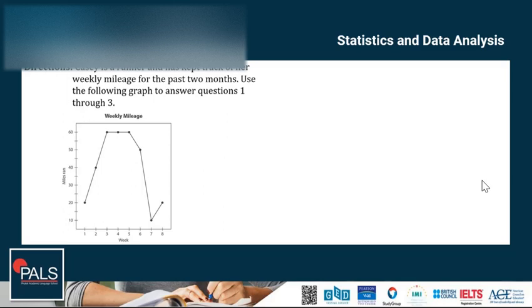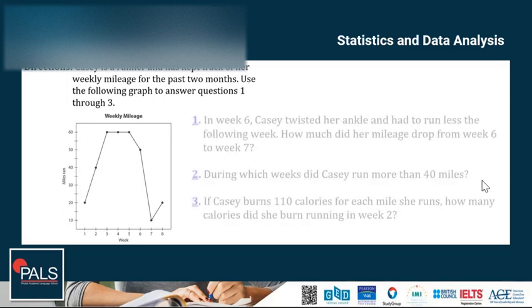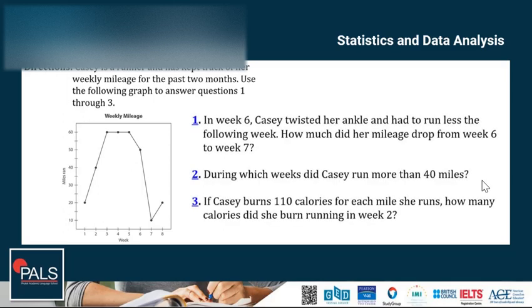Casey is a runner and has kept track of her weekly mileage for the past 2 months. Use the following graph to answer questions 1 through 3. Question 1: in week 6, Casey twisted her ankle and had to run less the following week. How much did her mileage drop from week 6 to week 7?